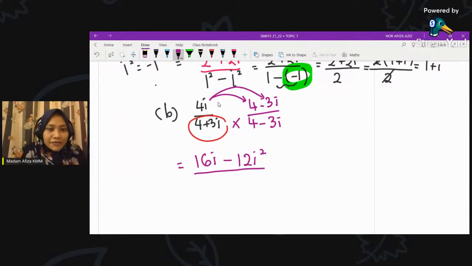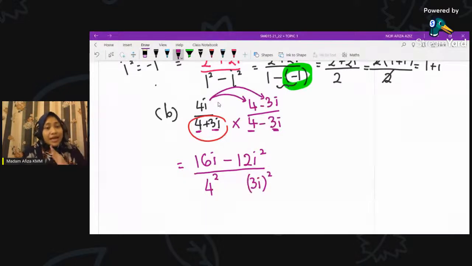We can see that the first numbers are equal, both 4. So we write down 4 squared. And then we have 3i for the second number. So we put 3i squared. Semua mesti squared lah, jangan i sahaja. 3 pun mesti dikuasa 2 kan. And the operation in the middle will always be negative.